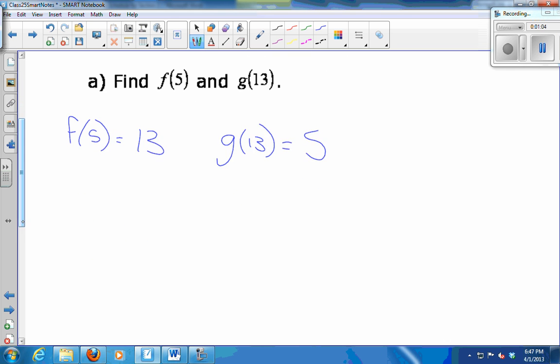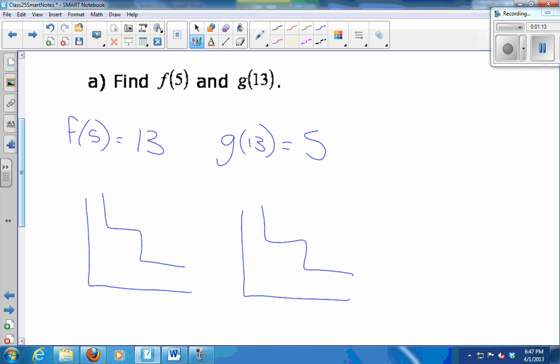If I were to compose f and g, put them in back-to-back function machines, we do f first, then g. When I put a 5 in here, I got a 13 out. Took that 13 and plugged it into g, and I got 5 back. So what I plugged in went through f, went through g, and came back out the other end.